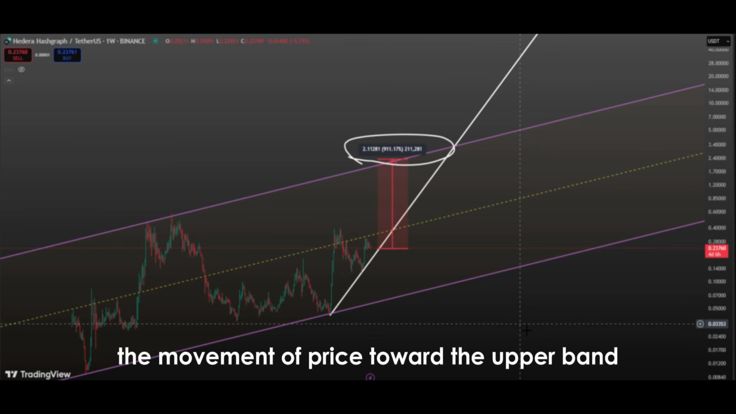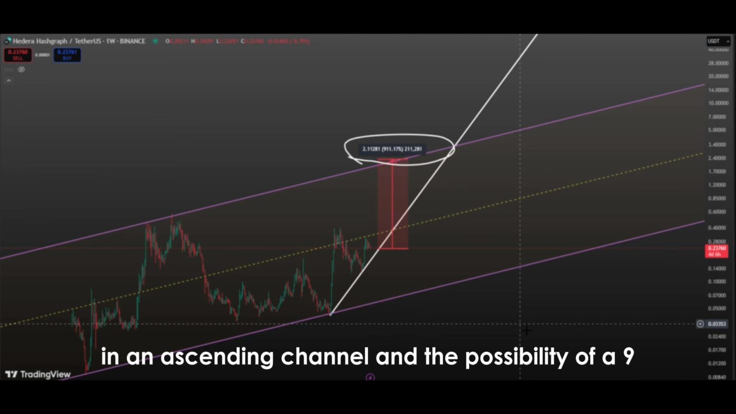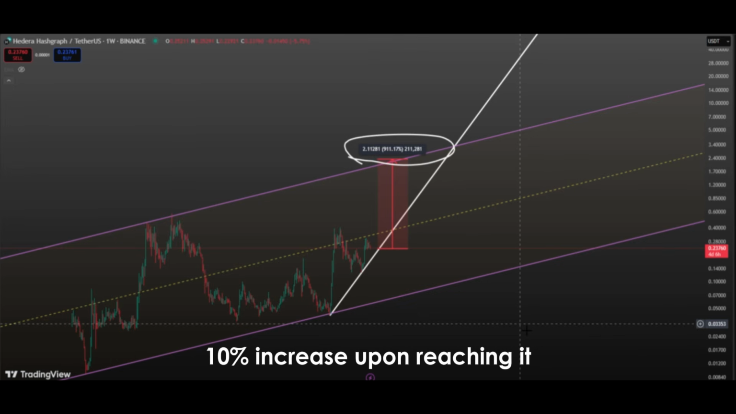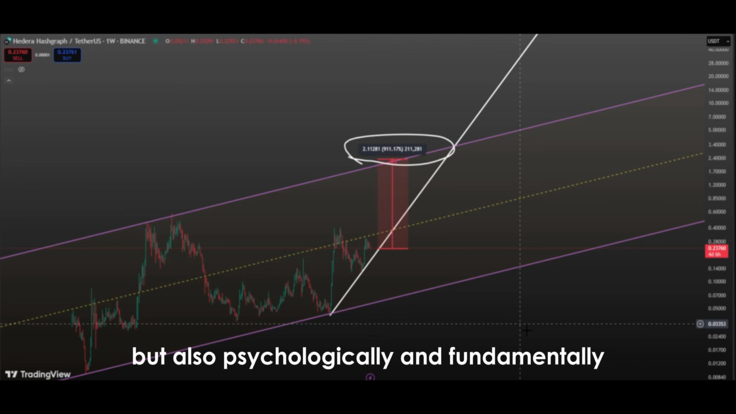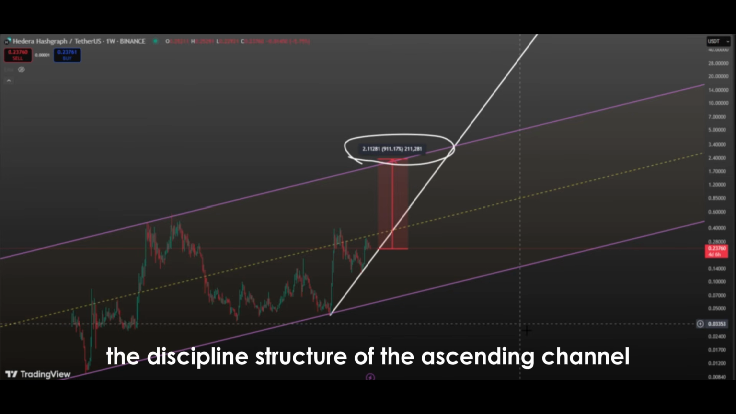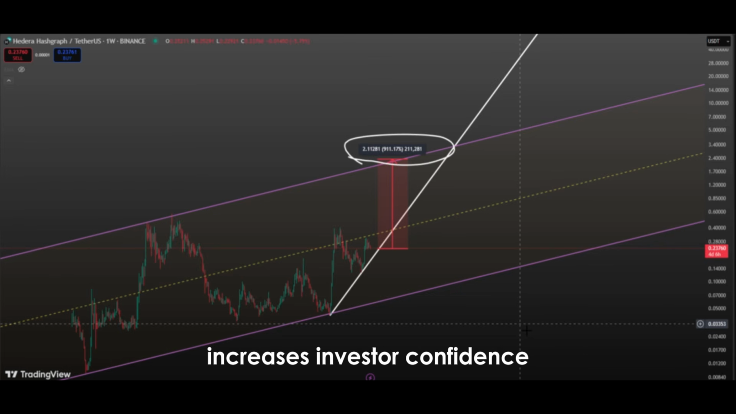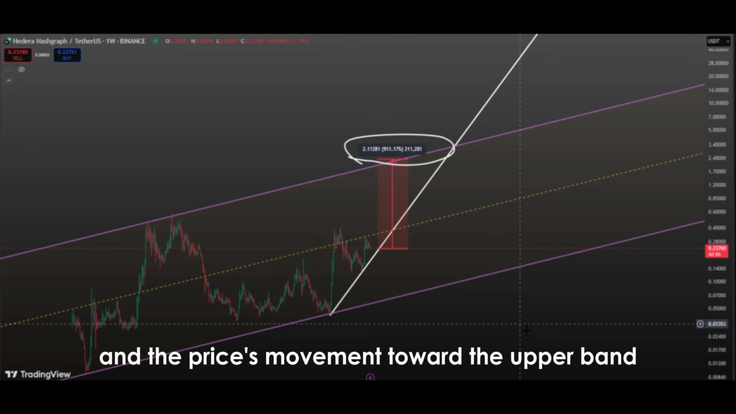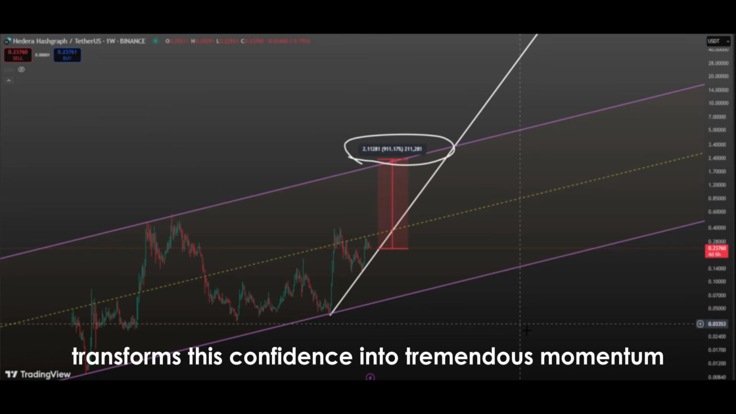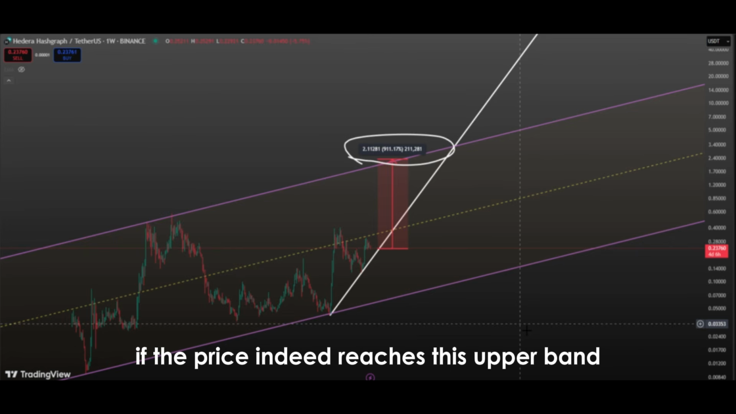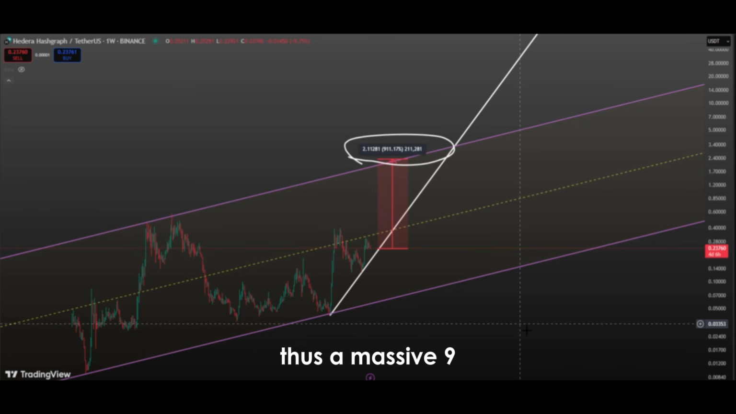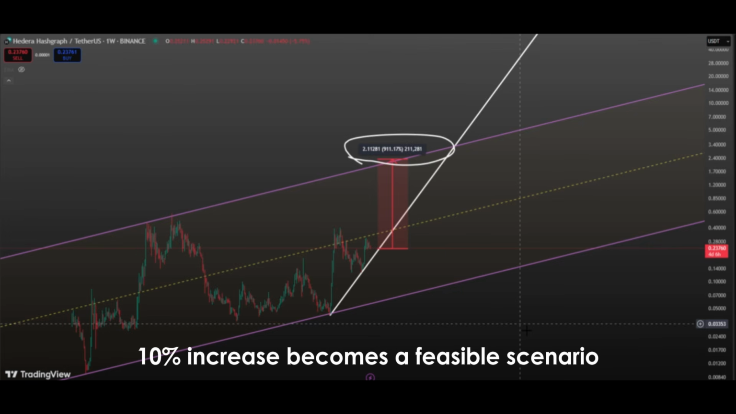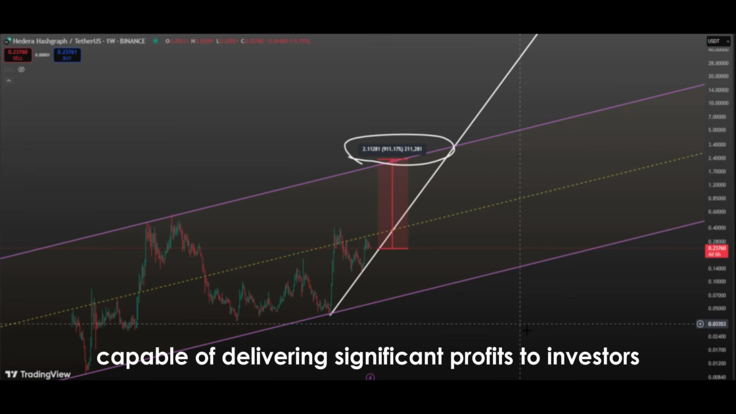In conclusion, the movement of price toward the upper band in an ascending channel and the possibility of a 9–10% increase upon reaching it is an extremely positive scenario. This potential is supported not only technically, but also psychologically and fundamentally. The disciplined structure of the ascending channel increases investor confidence, and the price's movement toward the upper band transforms this confidence into tremendous momentum. If the price indeed reaches this upper band, the doors to an extraordinary rise open. Thus, a massive 9–10% increase becomes a feasible scenario, capable of delivering significant profits to investors.